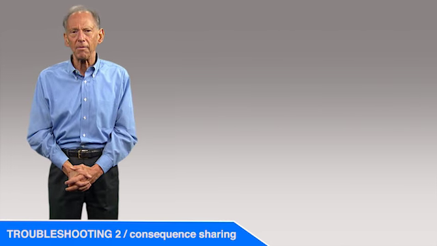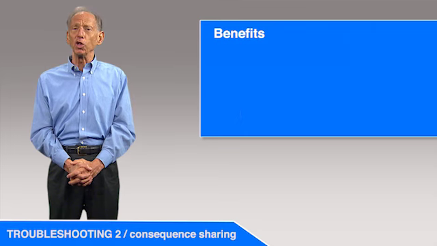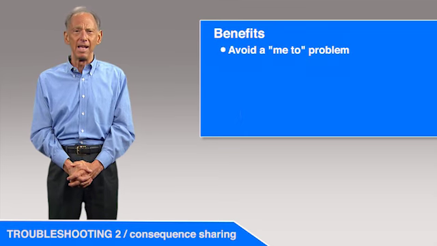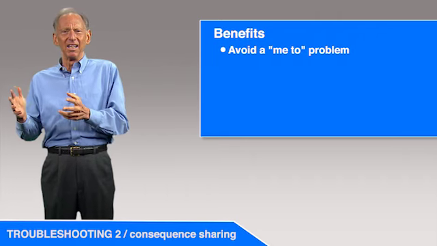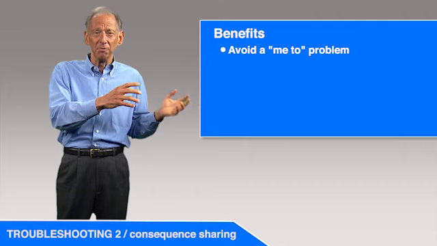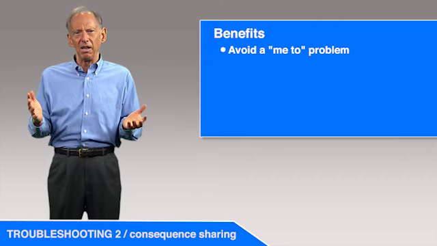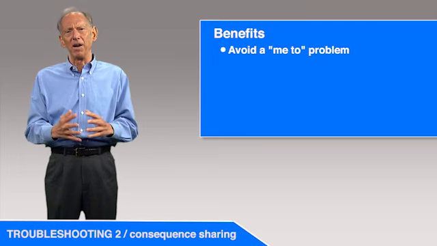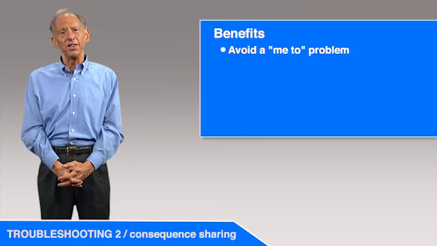Okay? One added benefit of consequence sharing is that it offers a solution to the me too problem that may come up when one sibling needs a program and the other does not. The sibling with the point or privilege program is getting lots of something, praise and rewards, and the other is not. This does not seem fair to the person who's not involved with the program. Well, one way to correct that inequity is consequence sharing.